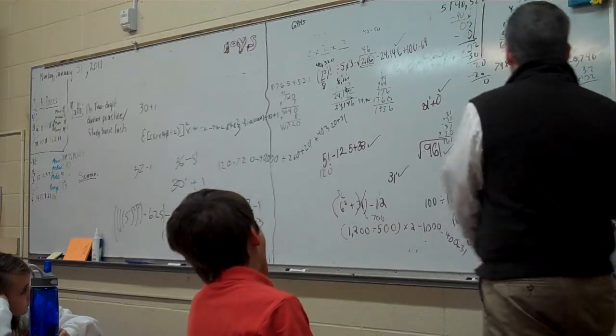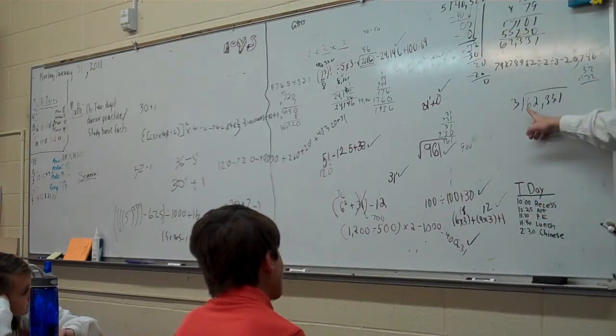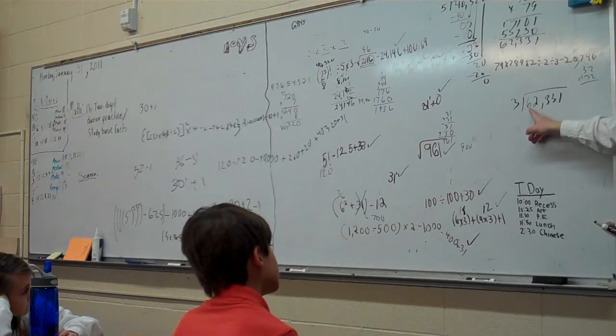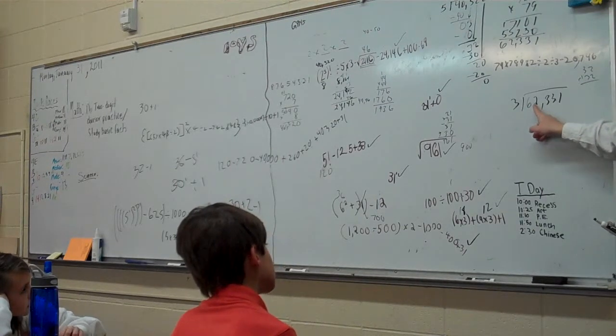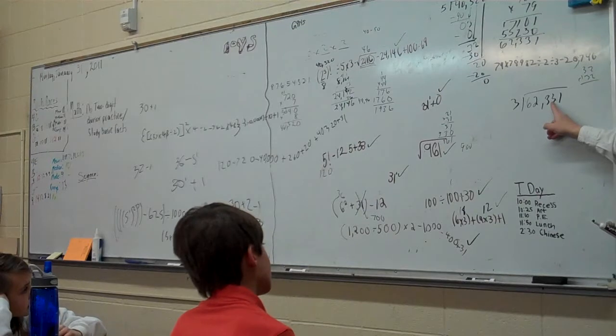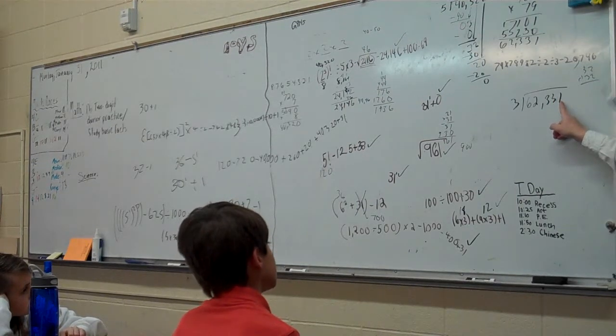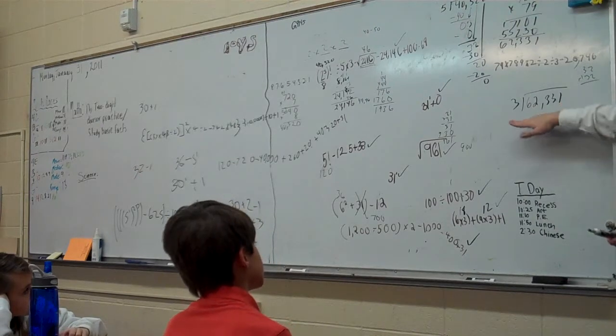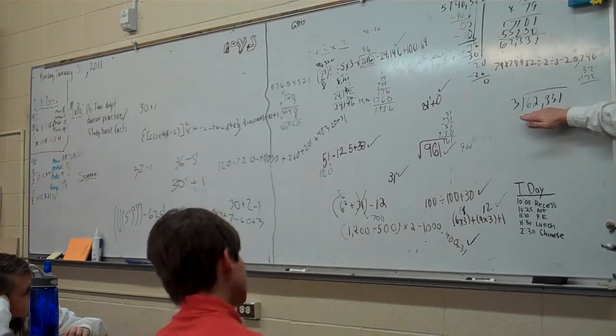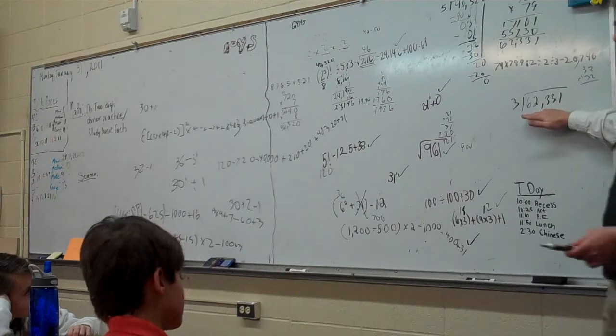Now we can figure out if it's going to work out evenly. Let's add up the digits in our dividend. 6 plus 2 is 8, plus 3 is 11, plus 3 is 14, plus 1 is 15. Is 15 divisible by 3? Yes. So that means this number is divisible by 3. It's going to work out evenly. You alright, John? Yes. Okay.